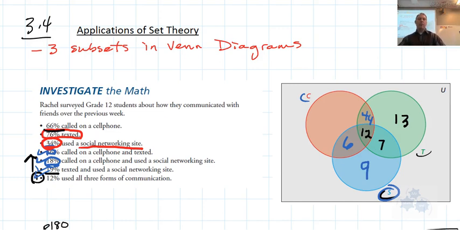Okay, finally, cell phone. We're at the last one. 66%, so we add up these, 56 and 6 is 62, going to 66. So what goes in here? 4. All right? So we've got a number for every section in the Venn diagram.